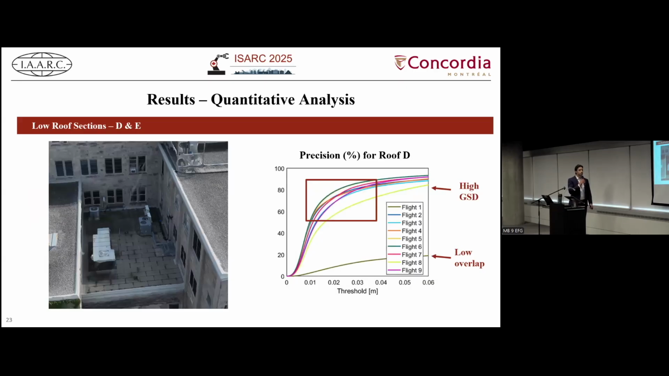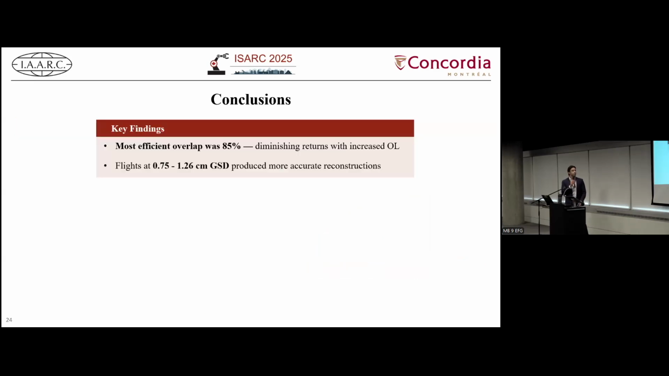And then for the low roof sections, this is where we had the most variation between them. The higher GSD, so higher elevation drone flights, performed significantly worse on these obstructed, darker areas. And also the low overlap obviously performed poorly as well. So the main takeaways from this: we were able to identify the optimal parameters for overlap and ground sampling distance. We identified that 85% was the most effective overlap, and above that we saw diminishing returns, and flights at this GSD here provided more accurate reconstructions.